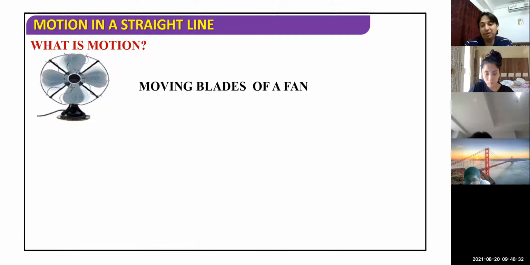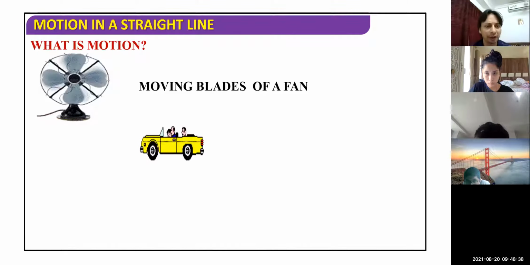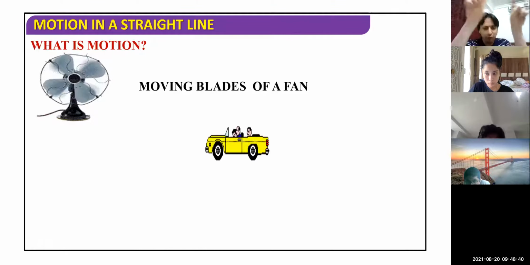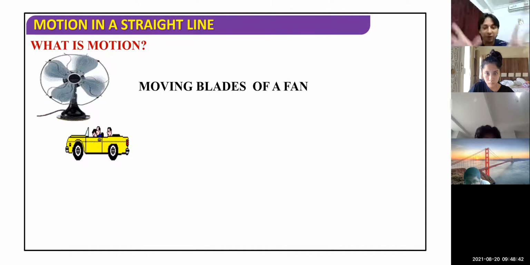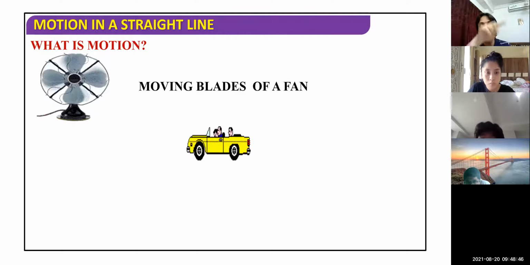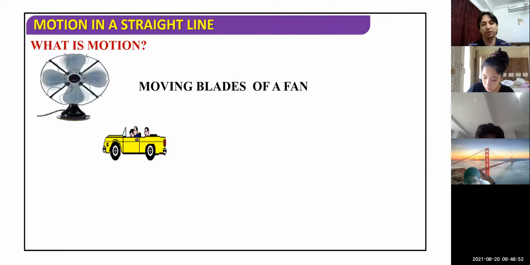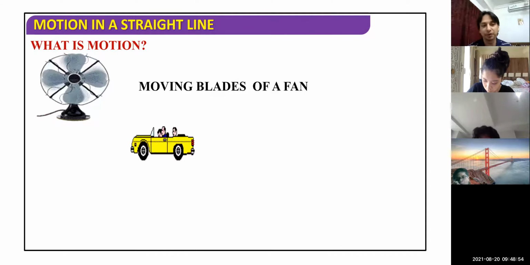Time is changing, and with respect to time, the car is also changing its position. But in the case of this fan, overall the fan is at rest, but in respect to the motion of the blades, you can see they are rotating. Blades are changing their position. They are in rotational motion, rotating about the axis.